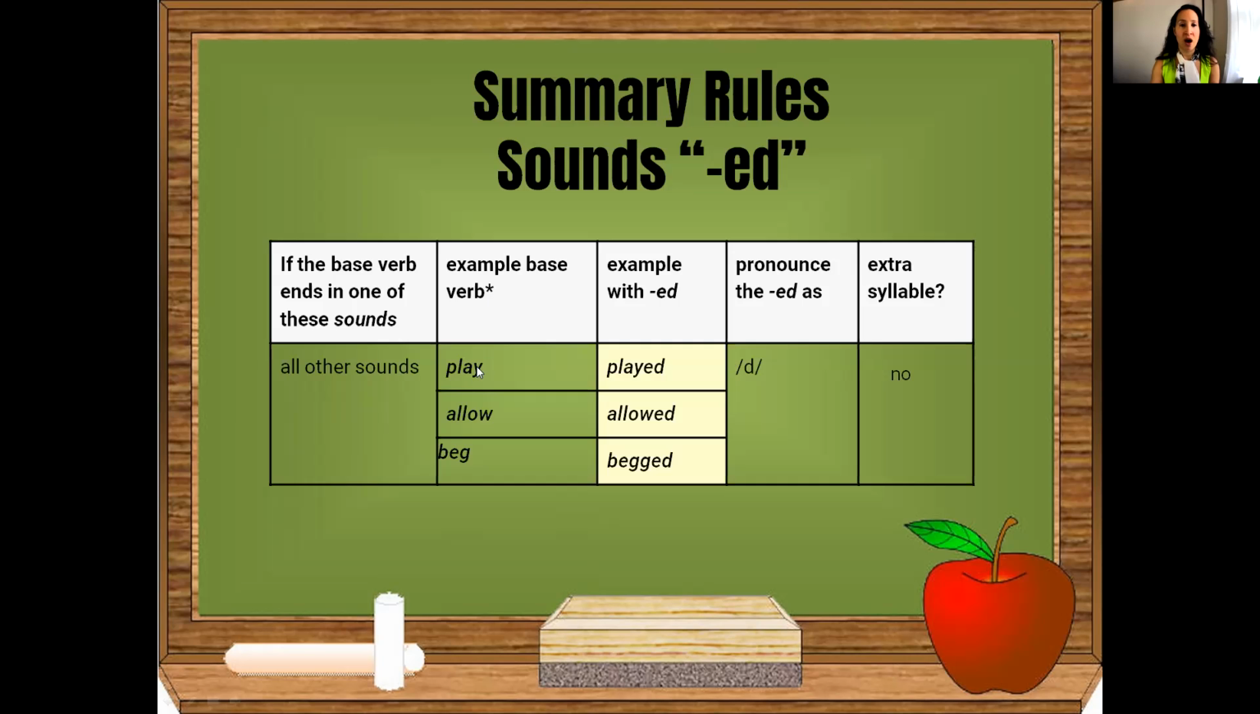So an example of a base verb, play. Now, if you have the Y at the end, this is just play, you pronounce the ED sound as a D, played, not "play-ed", played. What about this one? You add the base word plus the D sound, what would it be? Allowed. Not "allow-ed", allowed. What about this one? Add the D sound. Beg, begged. Not "beg-ed", begged. Now there's no extra syllable, so it's only one syllable, one sound.